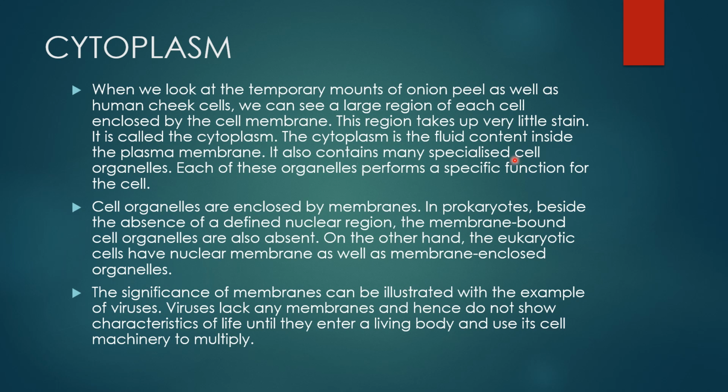It also contains many specialized cell organelles, and each of these organelles performs a specific function for the cell, right? The cell organelles are enclosed by membranes. In prokaryotes, besides the absence of a defined nuclear region, membrane-bound cell organelles are also absent. And eukaryotic cells have a nuclear membrane and membrane-enclosed organelles also, right?